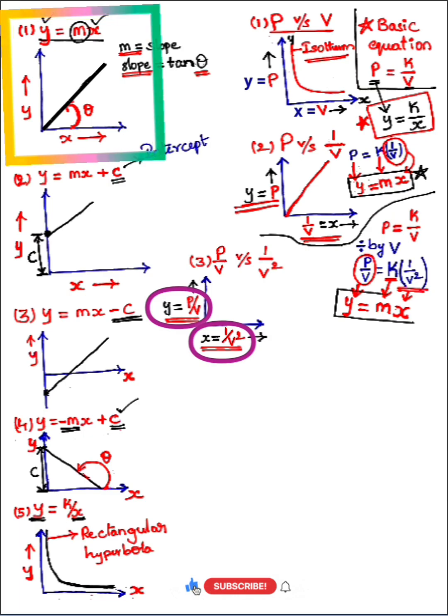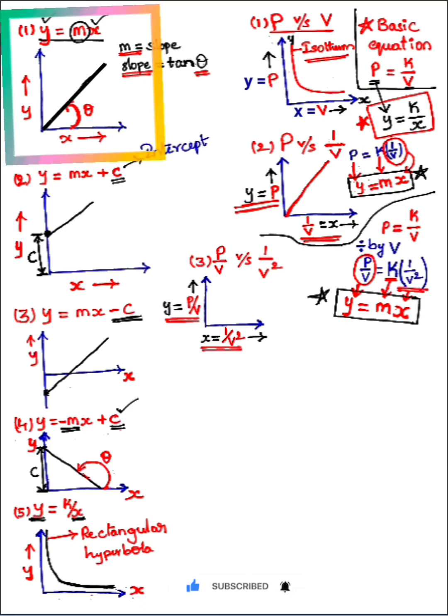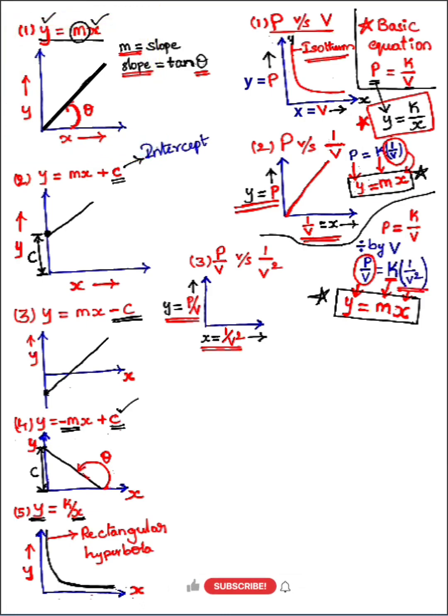So what will be the nature of the curve for this equation y is equals to mx? The nature of the curve is going to be the straight line. Okay, the straight line which is passing through the origin. So this will be your curve. Got it? This is the curve for p by v versus 1 by v square in our Boyle's law.